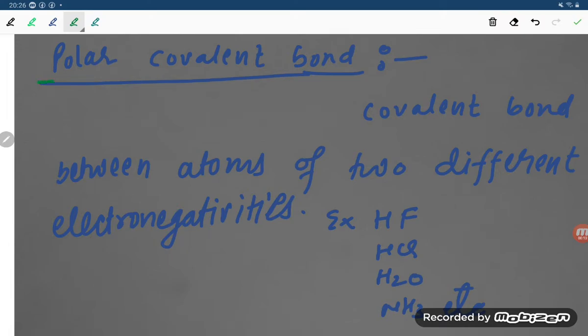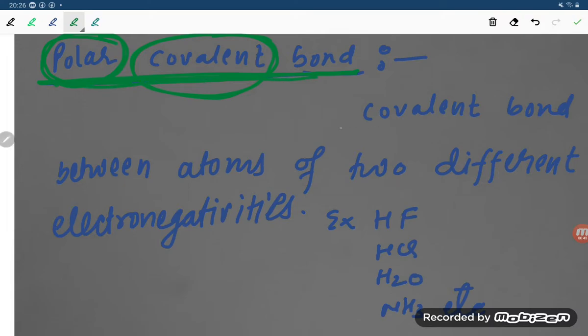So, dear students, try to understand what a polar covalent bond is. Polar means what, students? There must be two poles, a positive and a negative pole. That is what the polar covalent bond is. You know, students, a covalent bond is a bond formed by sharing of electrons. And a polar covalent bond means the sharing of electrons is between two different atoms, you can say atoms of two different electronegativities. That is what a polar covalent bond is.